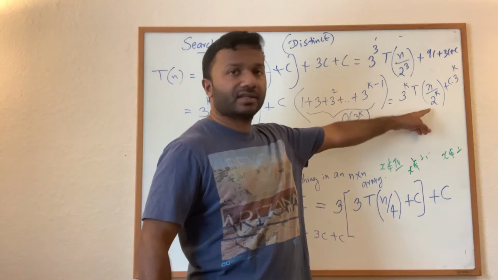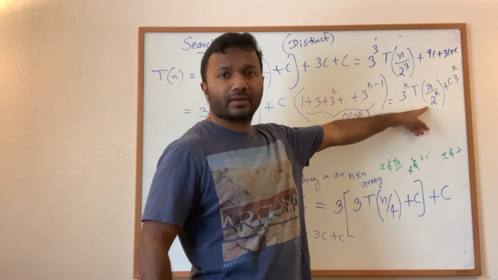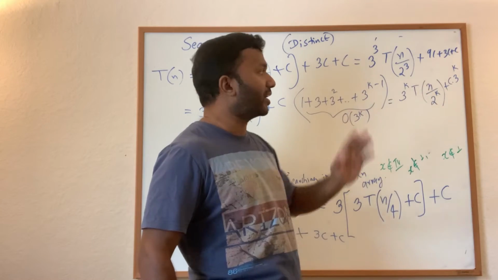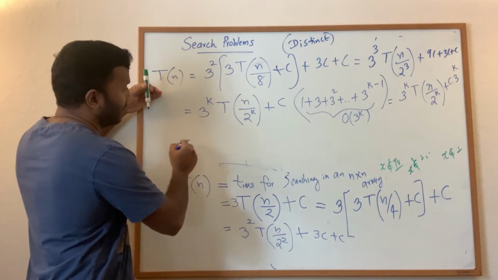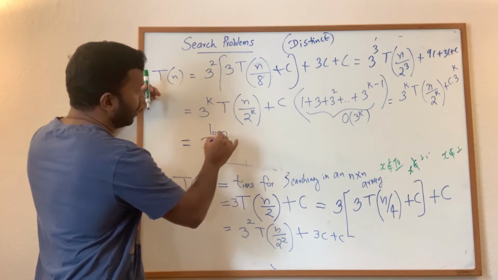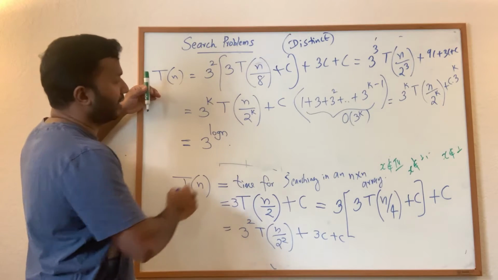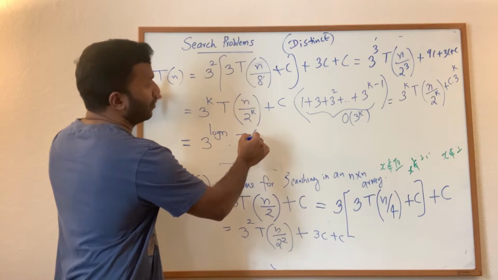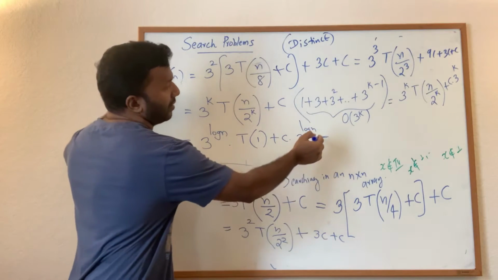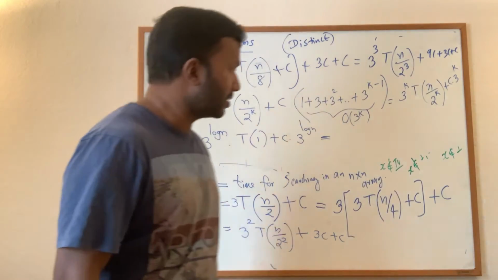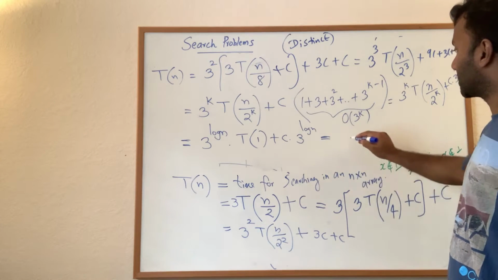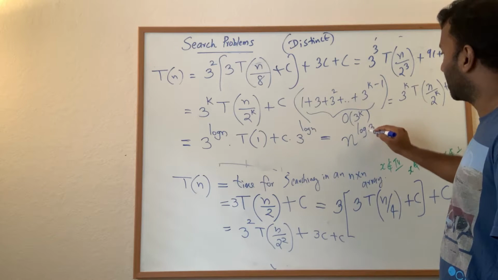Now I want to make this quantity equal to 1, so for that I need to make 2 to the k as n, or k as log n. That means 3 to the log n multiplied by T of 1 plus c times 3 raised to log n. So what is 3 raised to log n? Which is nothing but n raised to log 3.